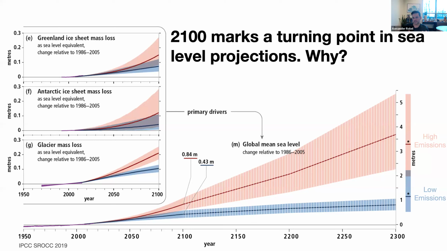And so this is a great plot for really showing that the cryosphere can be thought of as a slow moving system, in that the difference between high emissions and low emissions scenarios really only starts to emerge at the end of the 21st century.